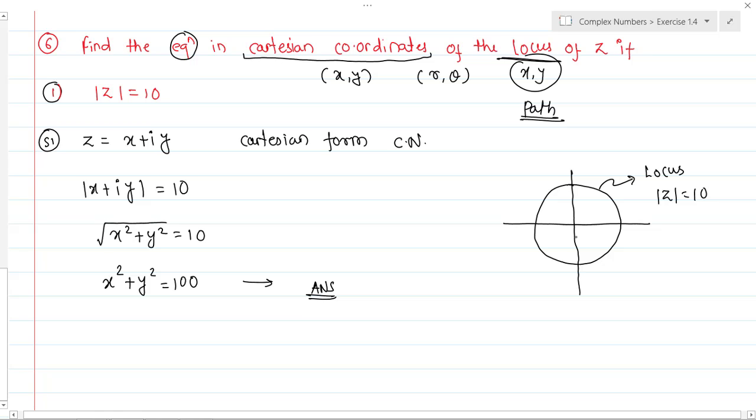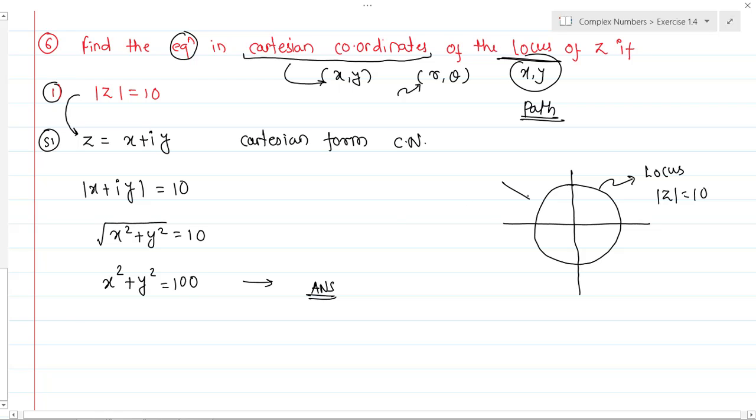Okay, at this moment what you have to understand is that Cartesian coordinates are x and y, polar coordinates are r and theta. So if you want to convert the given complex number into Cartesian form, just replace z by x plus iy.